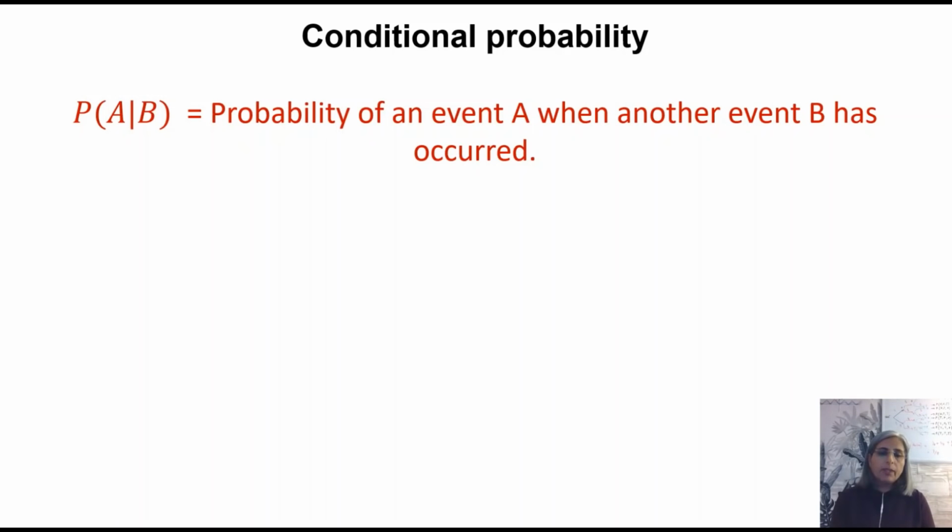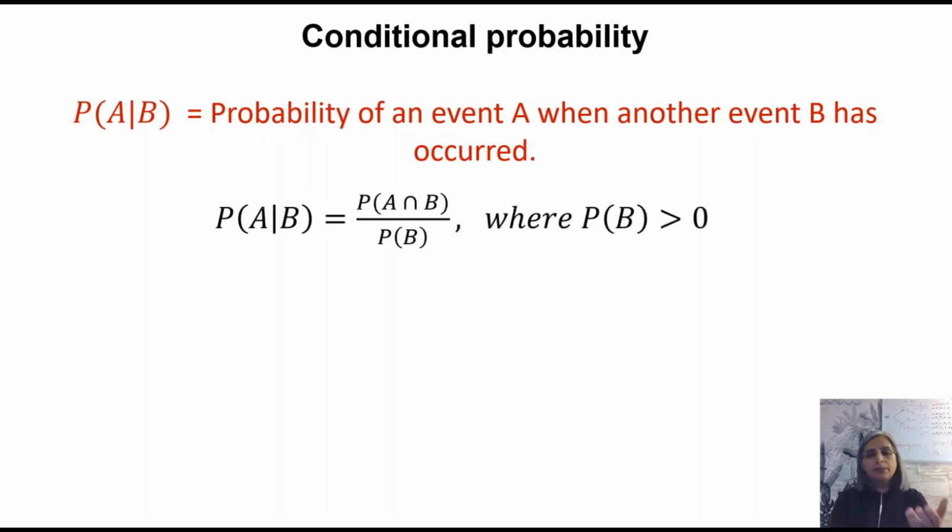And the formula to calculate probability of A when another event B has occurred is dividing the probability of the intersection of A and B by the probability of B, if the probability of B is bigger than 0. Because we know that the probability can be 0 and we don't want to divide any number by 0. So the probability of the denominator must be bigger than 0.